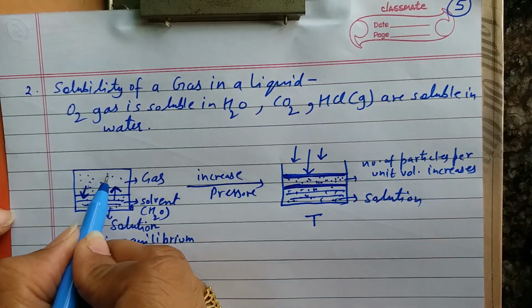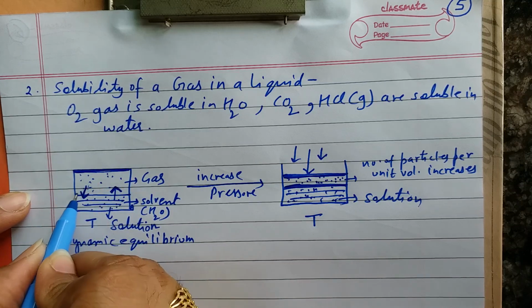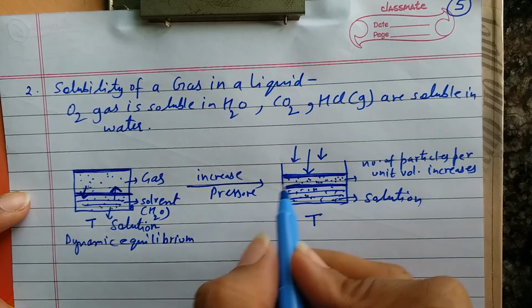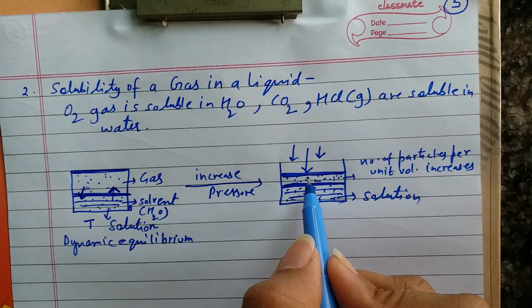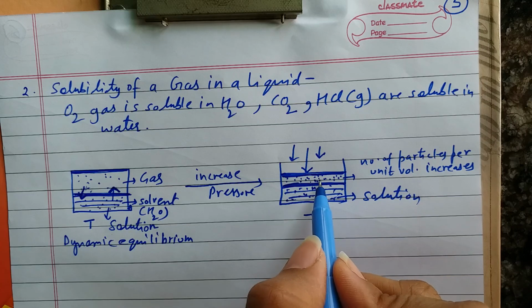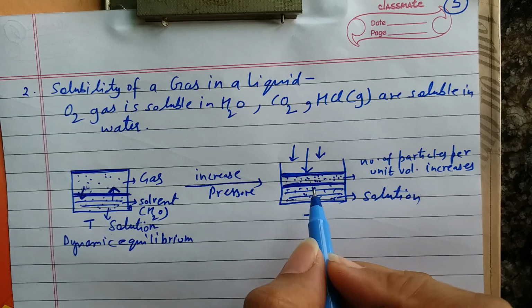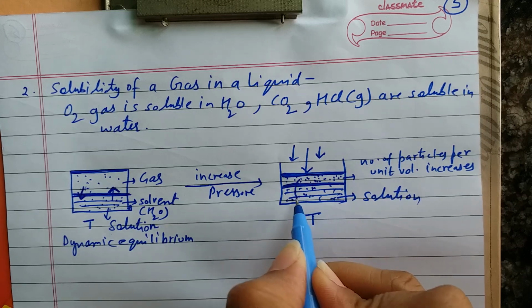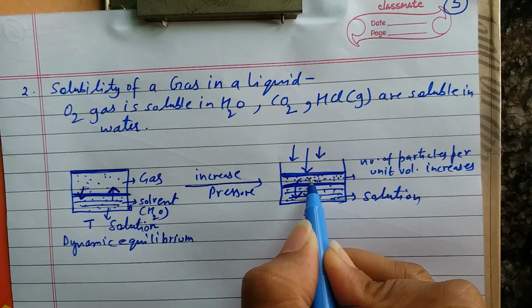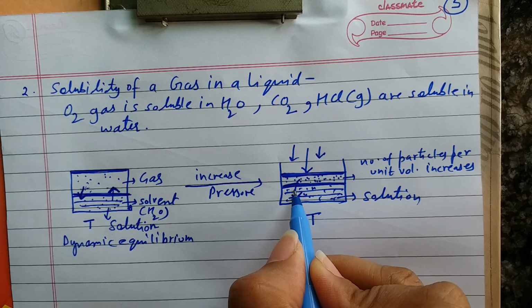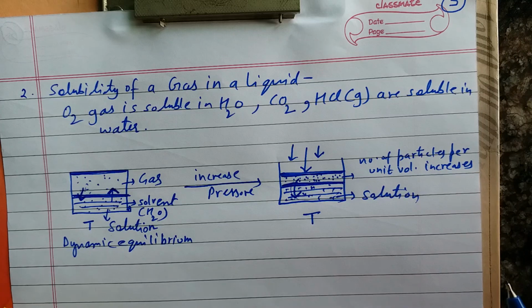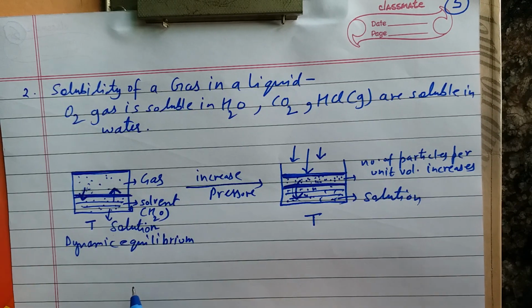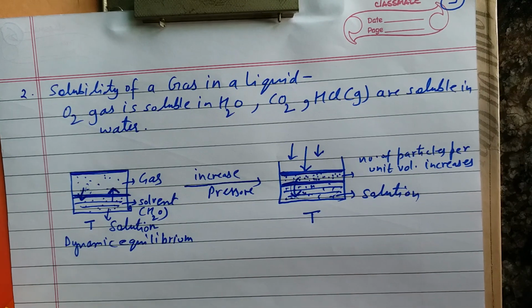You can see the difference. Earlier these particles were confined to this much volume, but now they are confined to only half of the volume. So what is happening here? With increase in pressure, the number of particles per unit volume increases, and so what happens because of this? The particles will further enter into the solution. When there are more particles per unit volume, they will be forced to enter into the solution. And when the particles go into the solution, what is happening to the solubility? The solubility increases. More particles going into the solution means the solubility is getting increased.